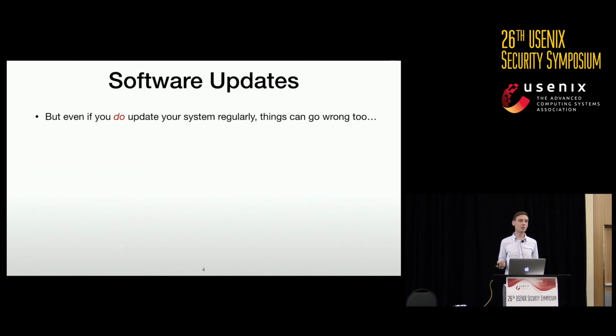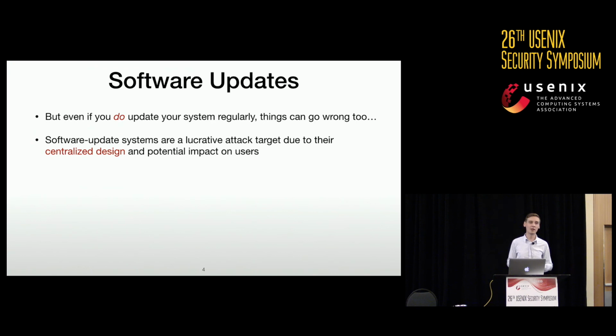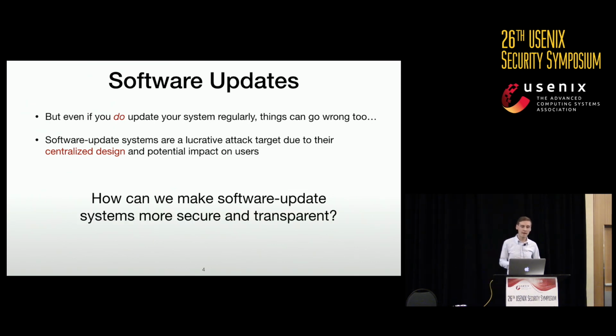But even if you do update your system, things can go wrong too. The reason is that software update systems by themselves are a very lucrative attack target, because by breaking into just one system, you can infect hundreds of thousands of users. So the main question we wanted to handle in this work is how can we make software update systems more secure and transparent?